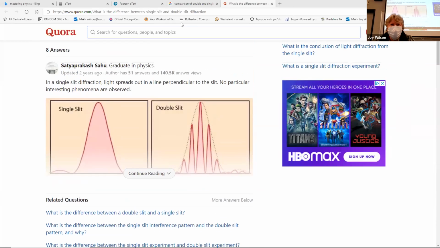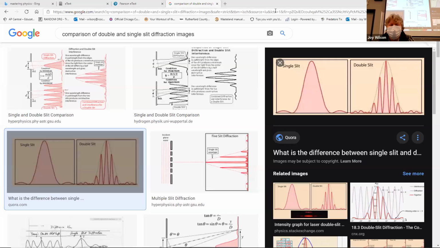But if you go to a diffraction grating, let me disconnect this real quick and turn this off. So hopefully they'll disconnect. So when you go to a diffraction grating, here's what happens.